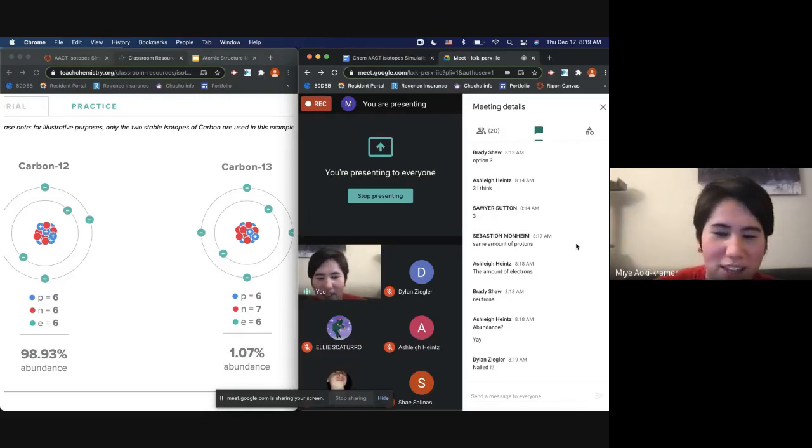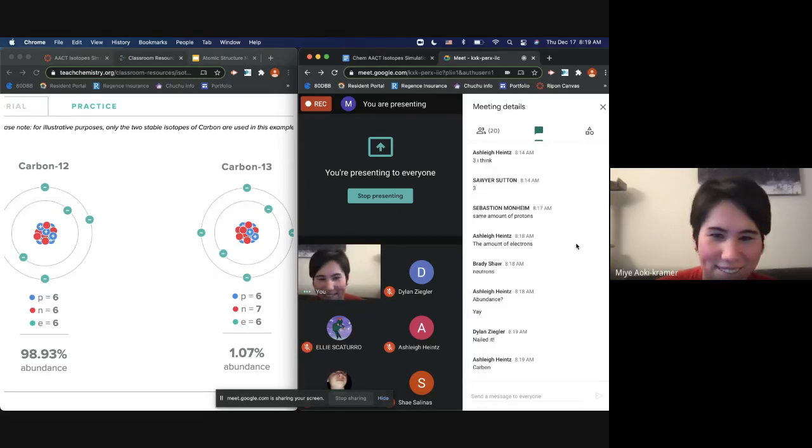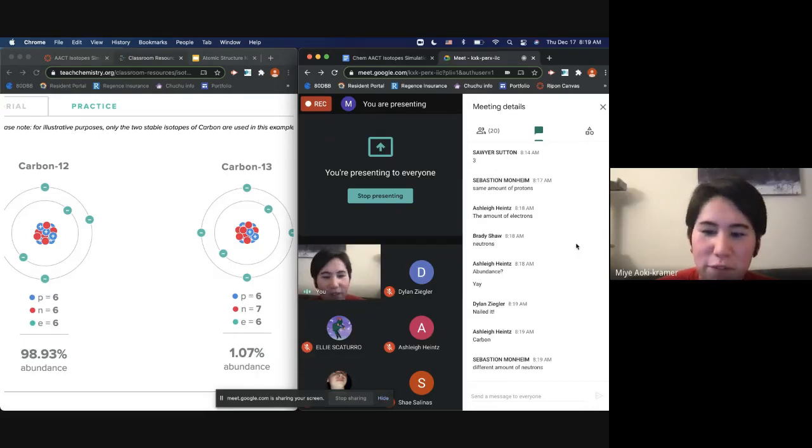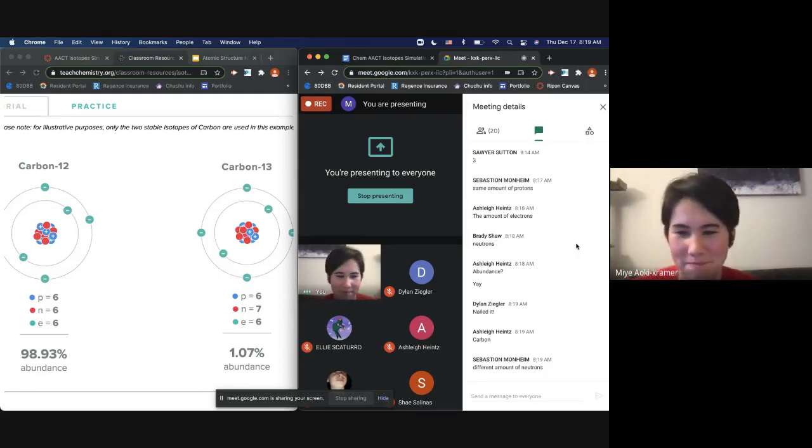There's one more thing that I can see. They are both carbon, but what about carbon? So different amount of neutrons, yes. So what does that also tell us? They have different what? I'll give you a clue. It's in the names of the carbon.